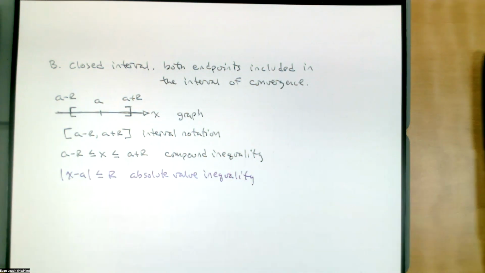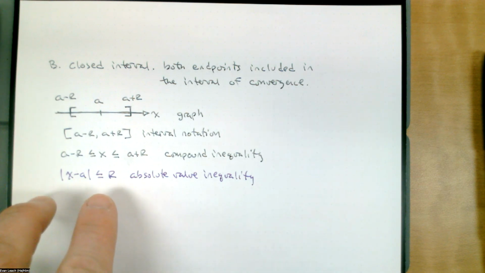I like the absolute value inequality because that's the thing that falls out of the ratio test. The limit from the ratio test will be some number times the absolute value of x minus a. And this gives us an opportunity to interpret this expression. Absolute value of x minus a less than or equal to R says this is everything within R units of a. That's how we want to look at this symbol and interpret it.